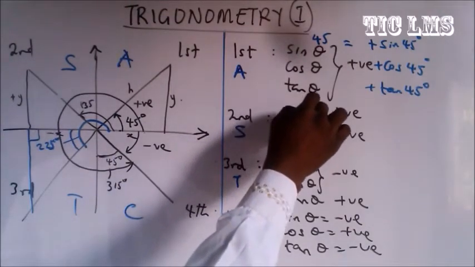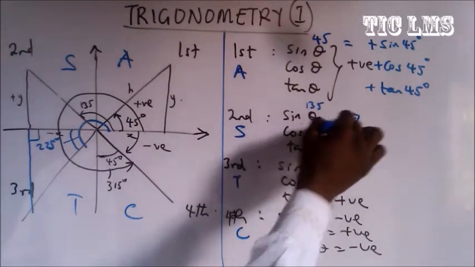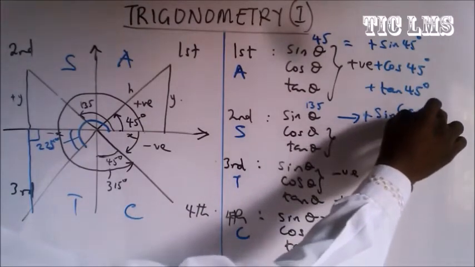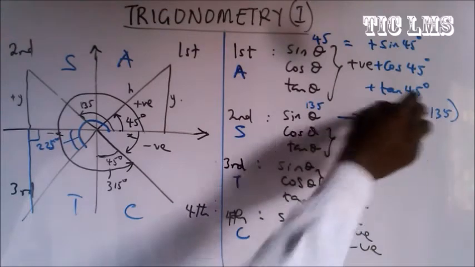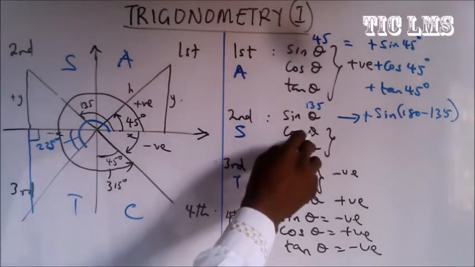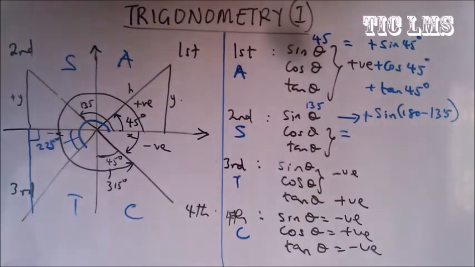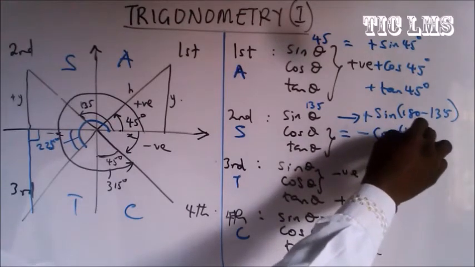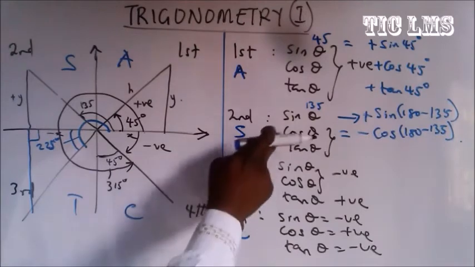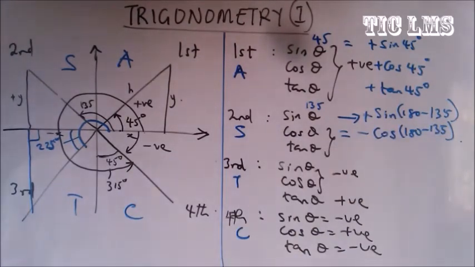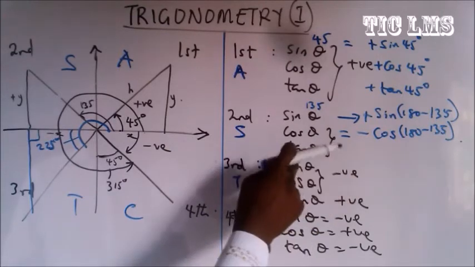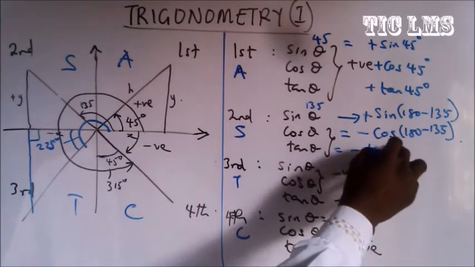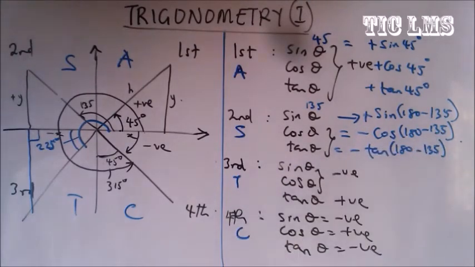But when we proceed to the second quadrant, if theta, the angle we are given, is 135 degrees, sine 135 degrees is going to be equal to plus sine of 180 minus 135 degrees, which is also going to be plus sine 45. But when theta is 135 at the second quadrant, cos 135 is equal to minus cos of 180 minus 135 degrees. So cos 135 degrees is equal to minus cos 45 degrees. Next, for tan, if theta is 135, tan 135 degrees equals minus tan of 180 minus 135 degrees. And so tan 135 degrees is equal to minus tan 45.